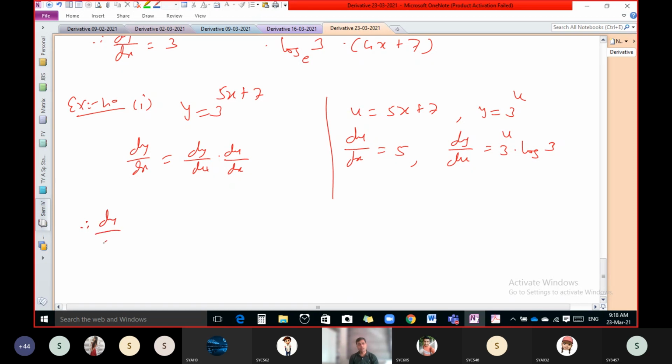So what we get? dy by du is 3 raised to u into log 3, into du by dx, which is 5. So my final answer is 3 raised to u, that is 3 raised to 5x plus 7 into log 3 into 5. Now nothing is possible. It is not possible to write log 15. You cannot multiply this 5 with 3. So just keep this as it is. It is your final answer.